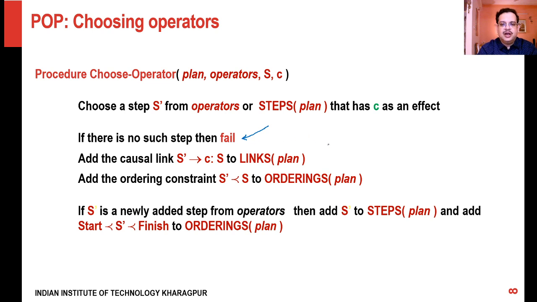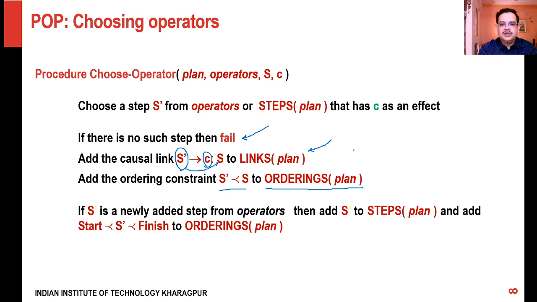Otherwise, I will use that action, I will place that action S' in the plan, and because that action S' creates the condition that I need, the sub goal that I need, that action obviously has to precede the action S. So that's why we add the ordering constraint S' precedes S into the set of orderings in the plan. And this is a causal link.